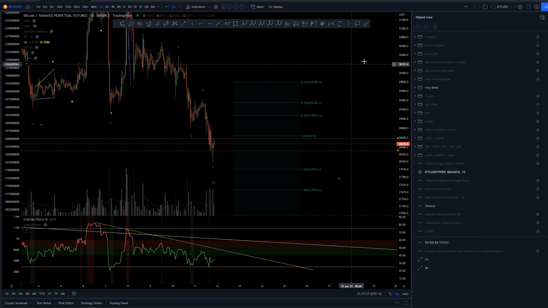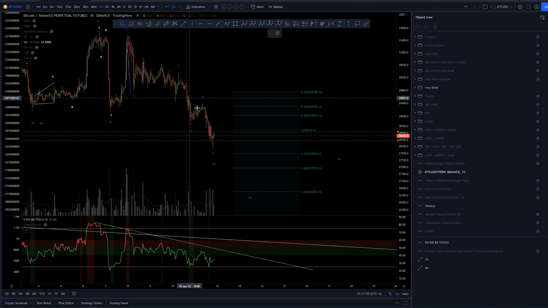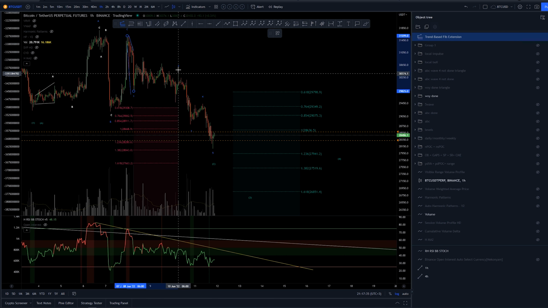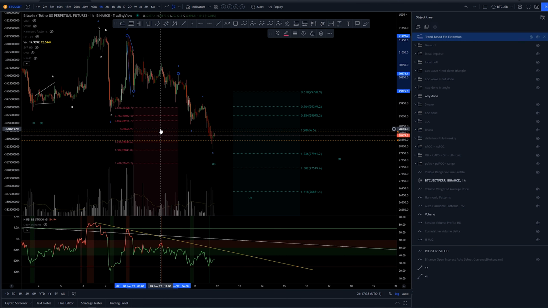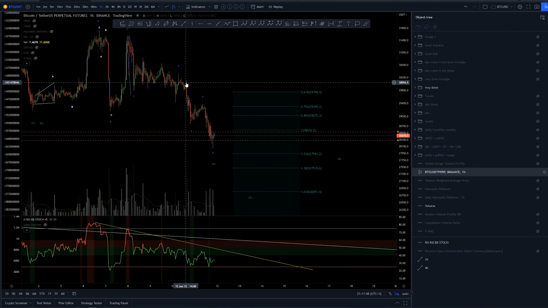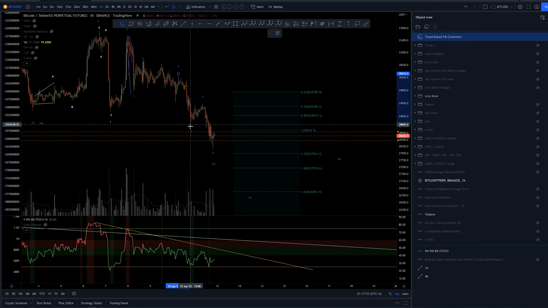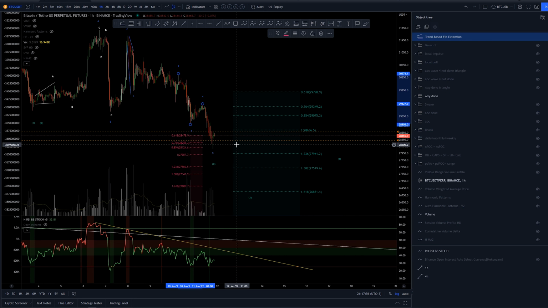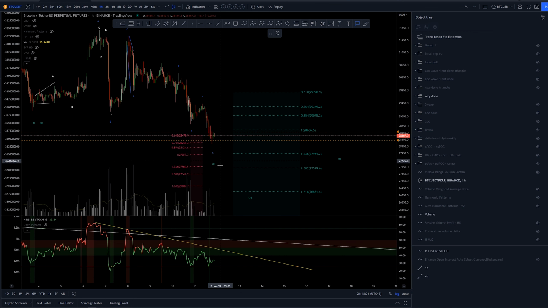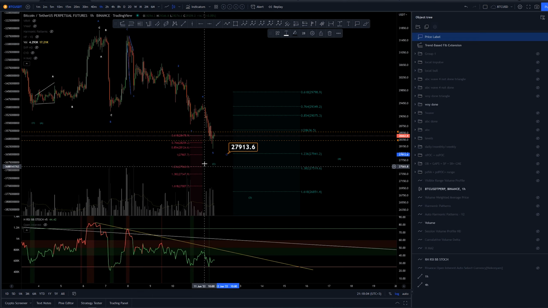Now currently we have this wave 3 here smaller than wave 1. Let's take a look here, and we can see the 1-to-1 extension goes below the wave 3, meaning that again wave 3 is smaller than wave 1. That means that wave 5 has to be smaller than wave 3 in order for this to be an impulse wave. So we need to get or stay above the 27.9k area right here, where we have that 1-to-1 extension.